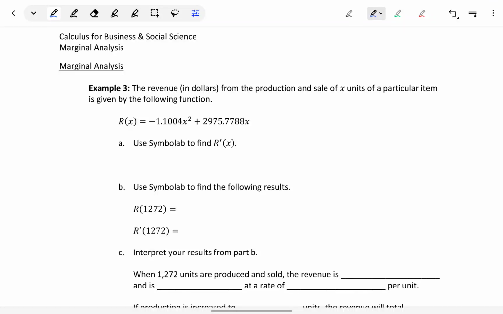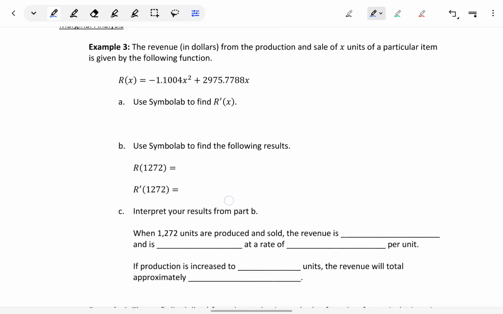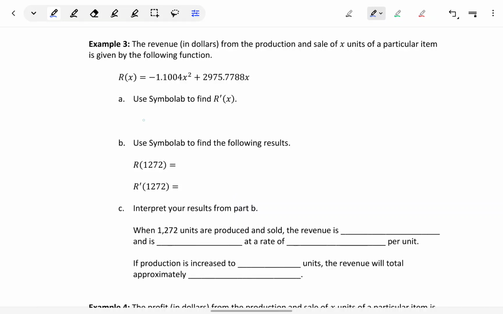The next several examples all deal with more or less going through those same steps, but then applying the correct interpretation at the end. So in example 3, the revenue in dollars from the production and sale of X units of a particular item is given by the following function.